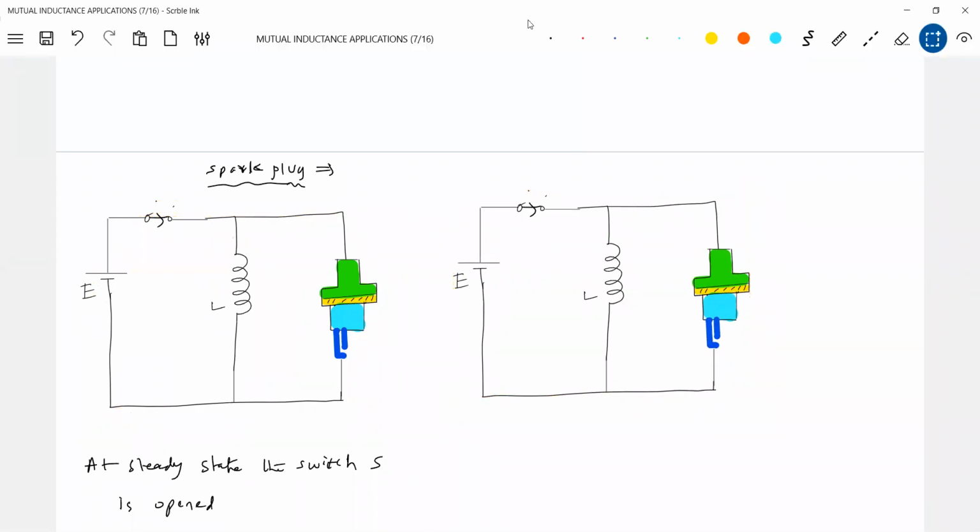A current will be flowing here. Let me call it I naught or something. Because of that, there'll be a magnetic field energy. So how much energy is that? Half L I naught square. Then at steady state, this is having energy now. At steady state, I'll open the switch.